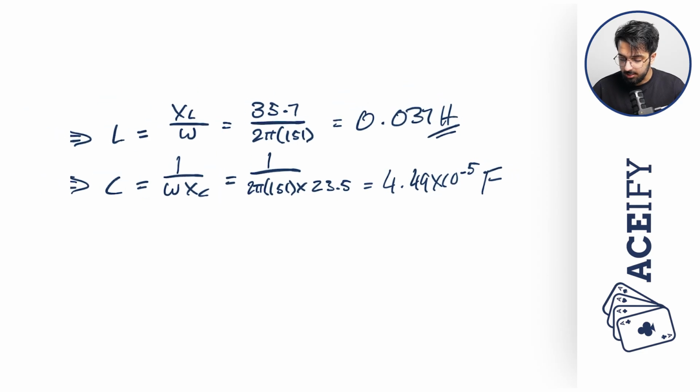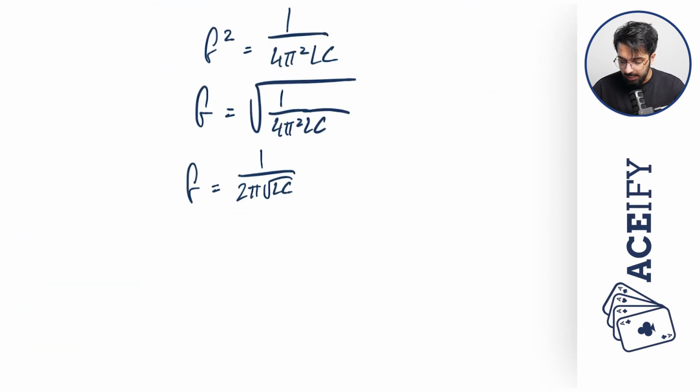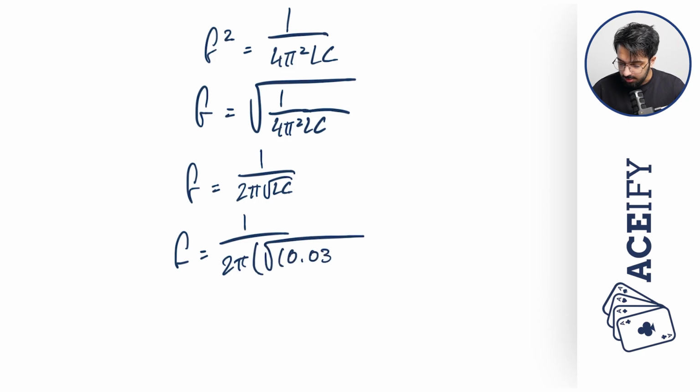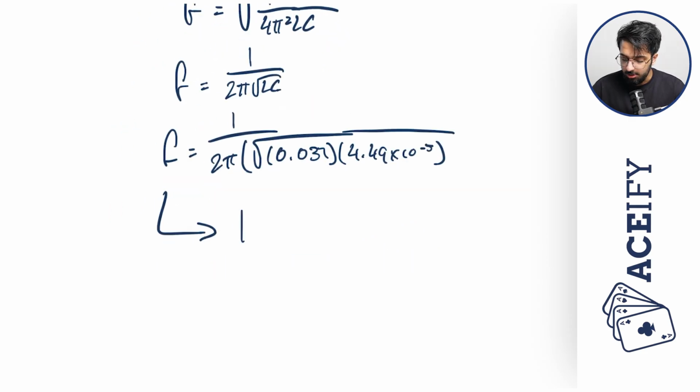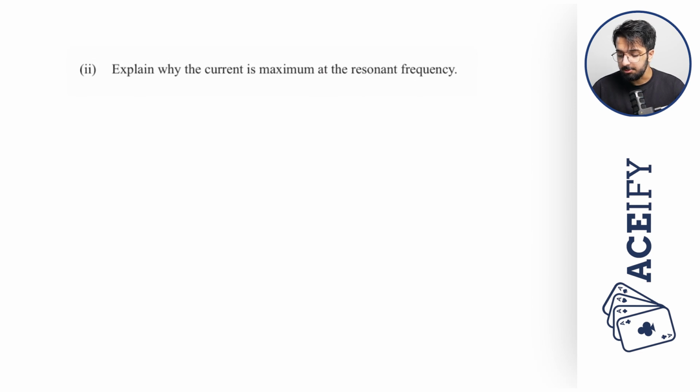Now we can simply plug those numbers in, and we get our frequency is equal to 1 all over 2 pi multiplied by the square root of 0.037 multiplied by 4.49 times 10 to the negative 5. And this gives a frequency of 122 Hertz. There we go.